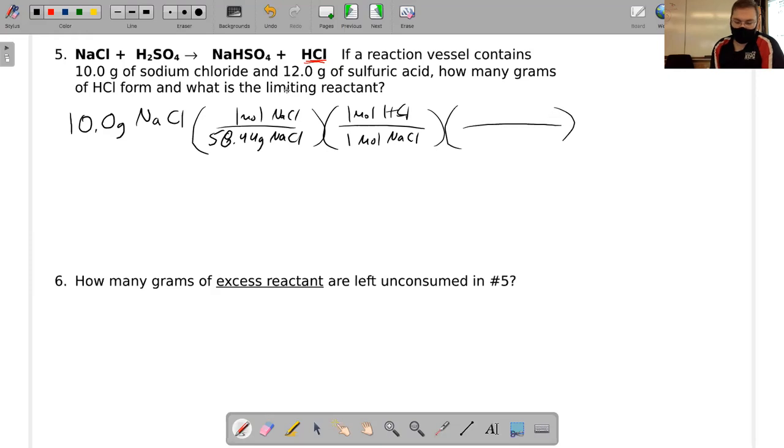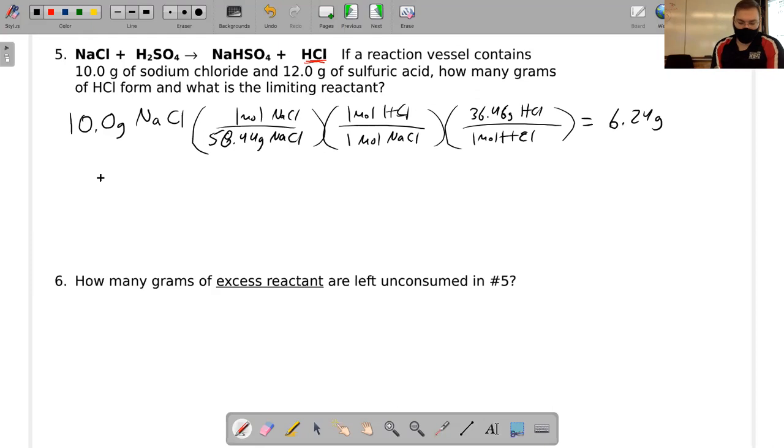And then to get the mass of HCl, every mole of HCl just has a mass that's equal to its formula mass, 36.46. This one's a little bit quicker to do because the masses are easier to figure out. The mole ratio is just 1. 58.44 times 36.46. This is 6.24 grams.